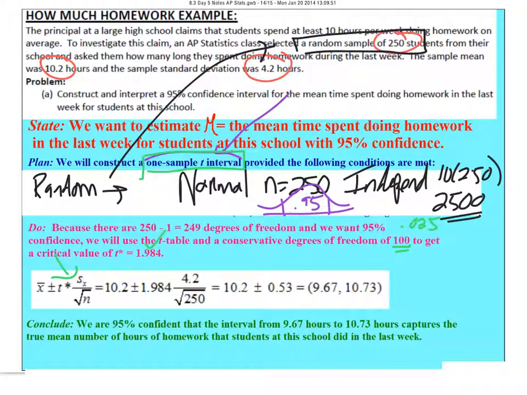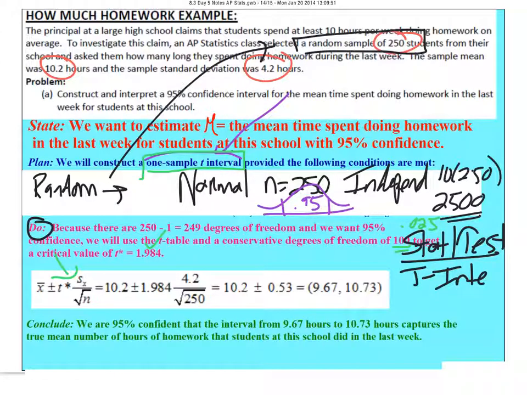Okay, I want to go back, though, to the "do" portion. I personally like to use the calculator. Why not? So remember to access the calculator information, it is going to be stat, and you scroll over to test. We're looking for, in that, the t interval. You're going to be asked to actually put in the mean, your standard deviation, and your sample size of 250, not your degrees of freedom. When you hit enter, you're going to get an incredibly close confidence interval. In the calculator, you actually get 9.67 and 10.72.